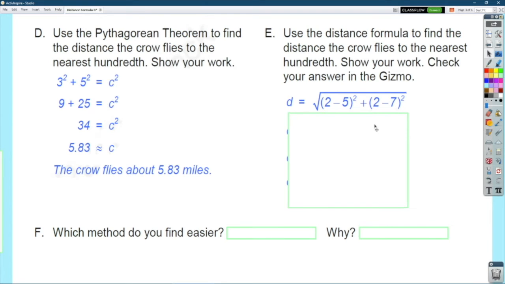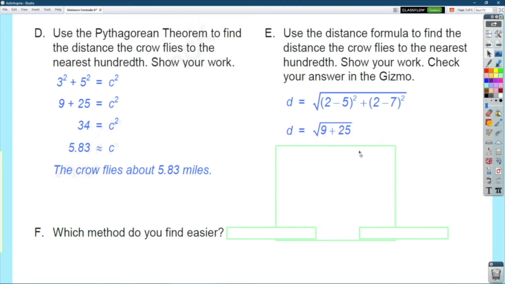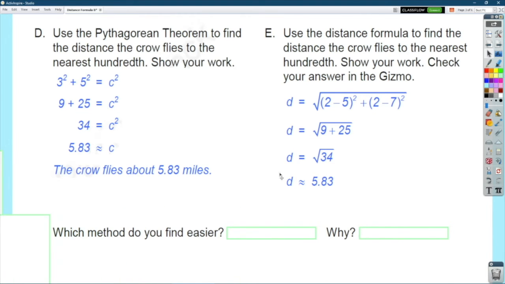So we put our numbers in. You'll notice that I did it backwards from this, and I want to show you that we get the exact same answer. We got 9 plus 25. And why does that happen? Because this is a -3, and -3 times -3 is still 9. And this one right here is a -5, and -5 times -5 still equals 25. So it didn't matter which way you turned them as long as you were consistent. And then again, we got D equals the square root of 34, and we got the same answer.